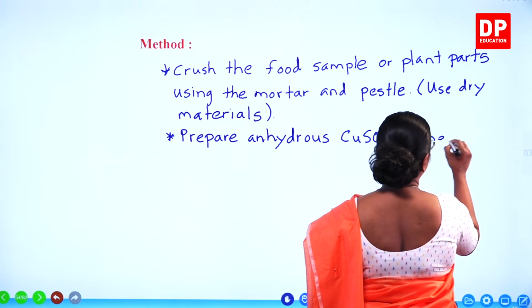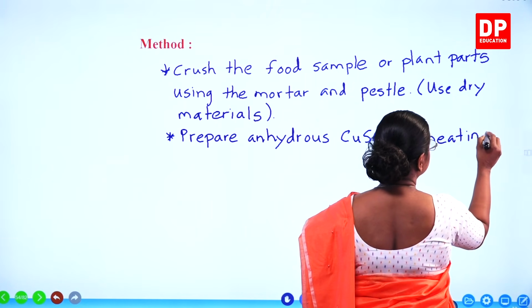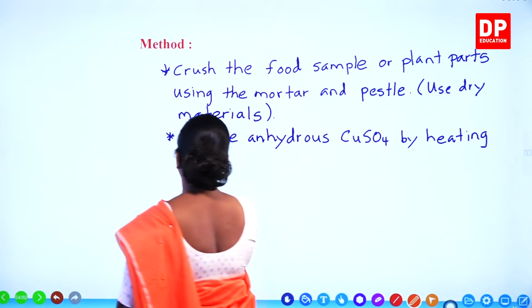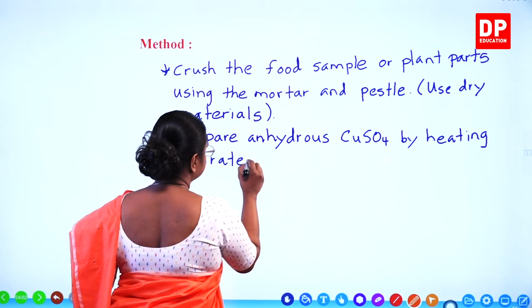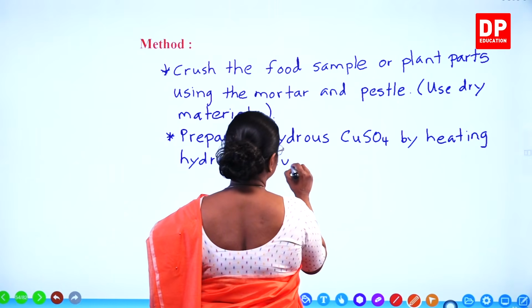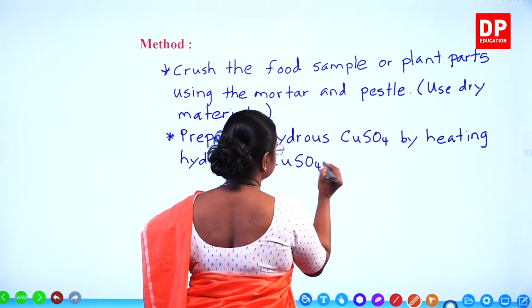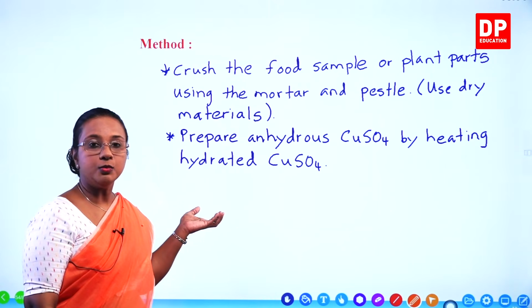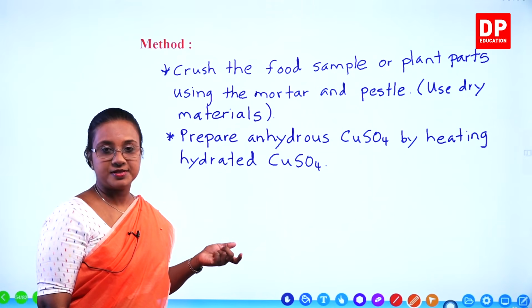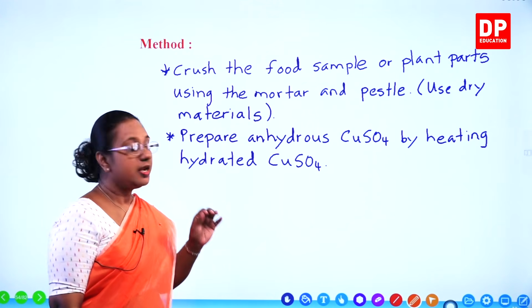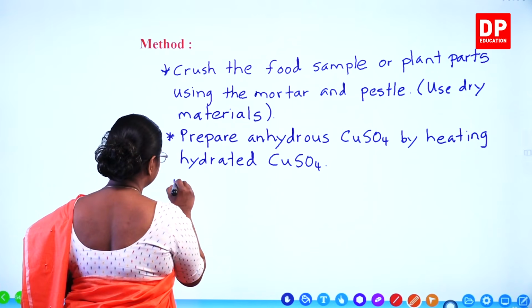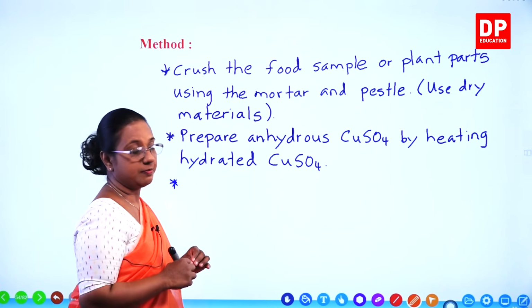by heating hydrated copper sulfate. So we have the white color anhydrous copper sulfate ready. We have the plant part ready. Now we will heat it using the crucible.